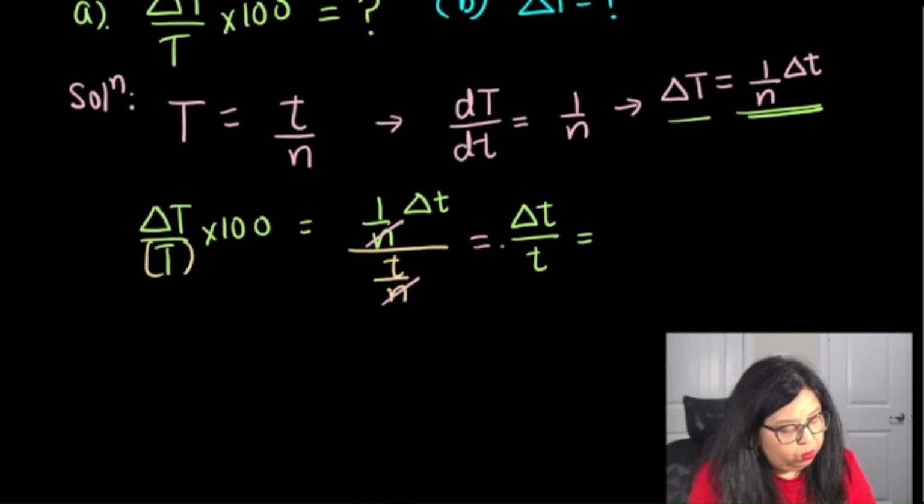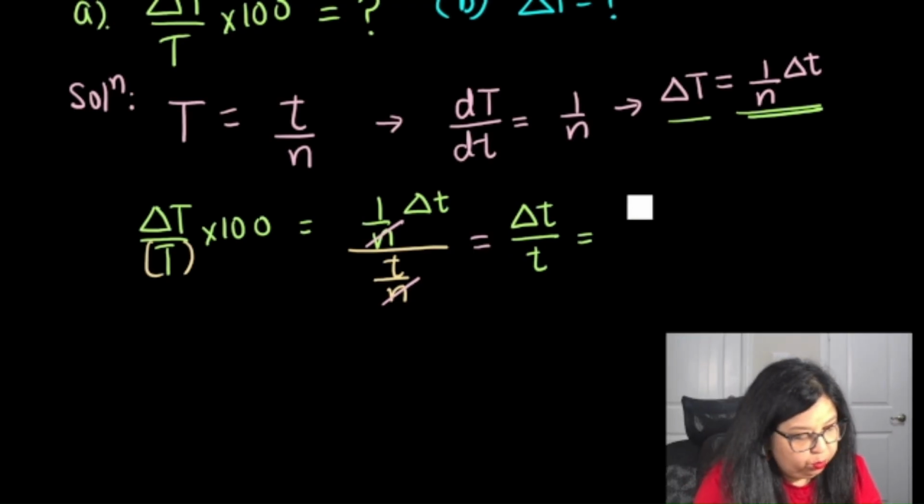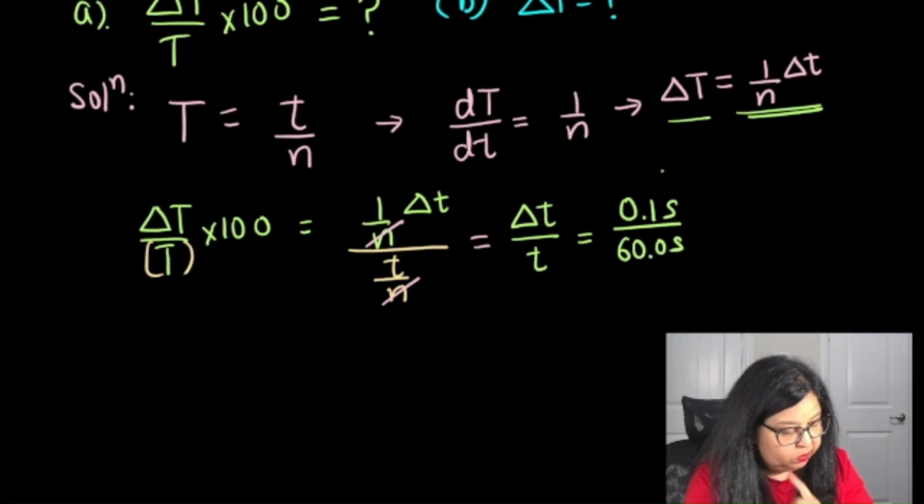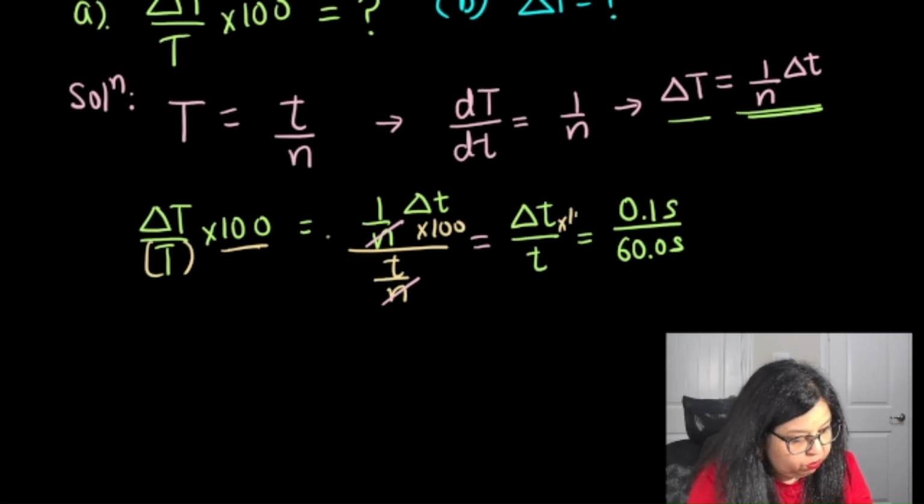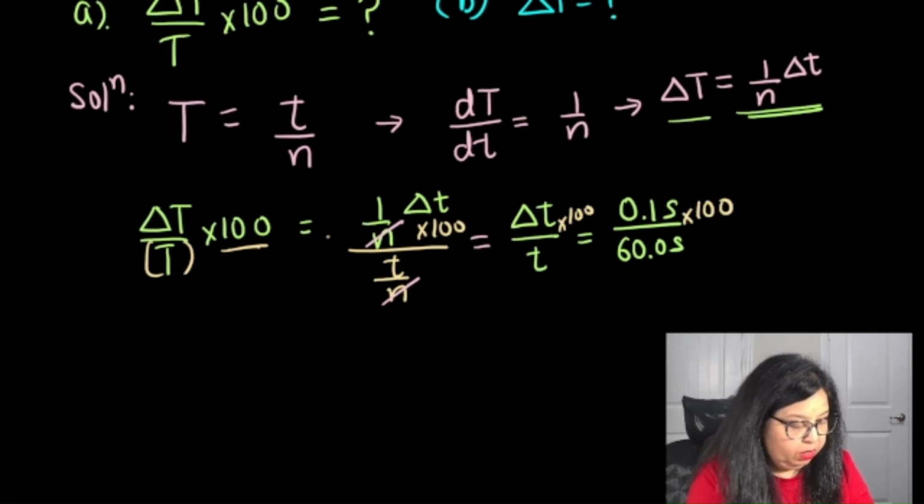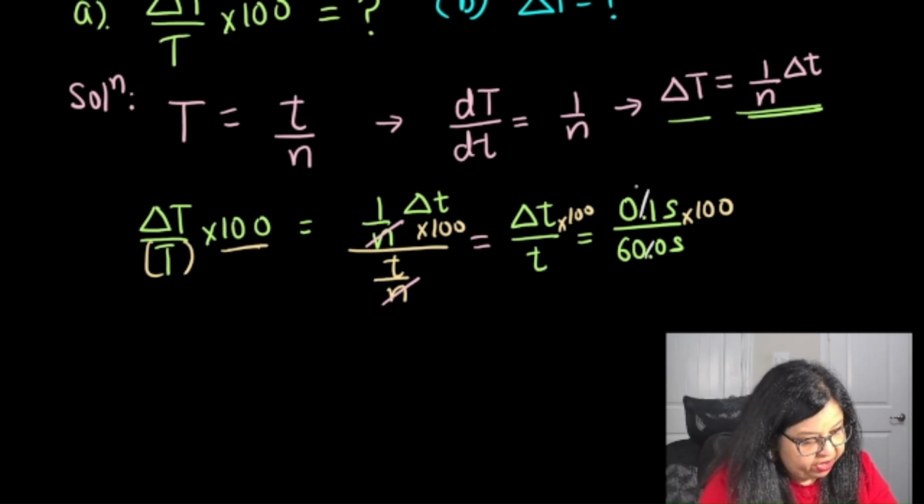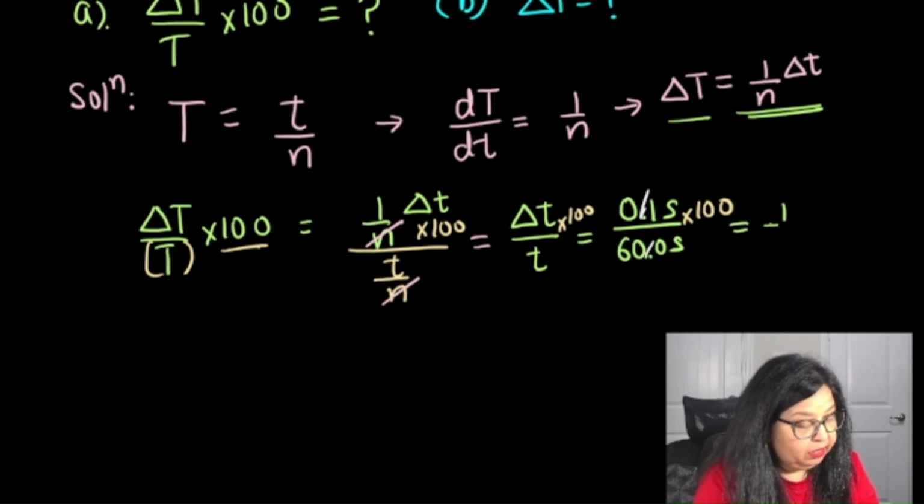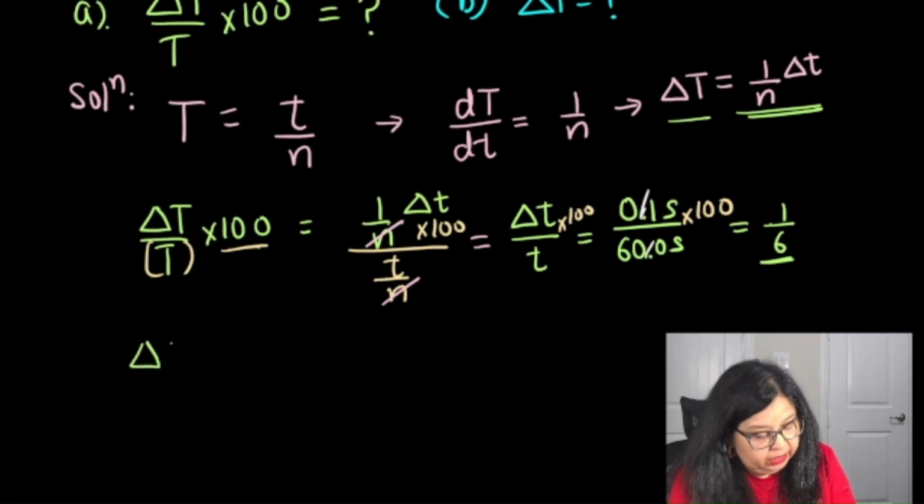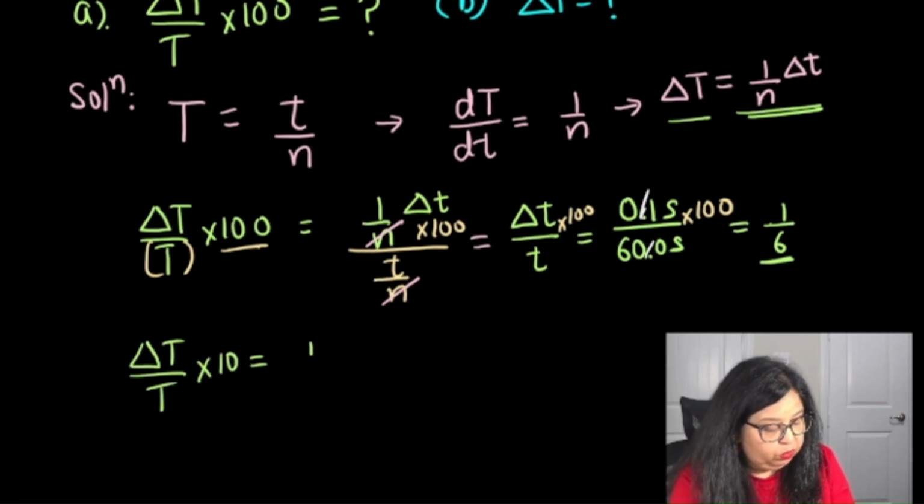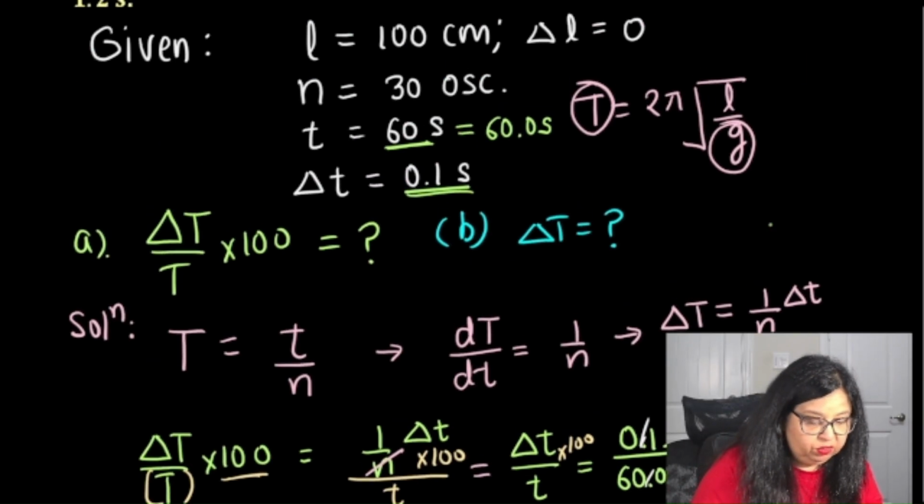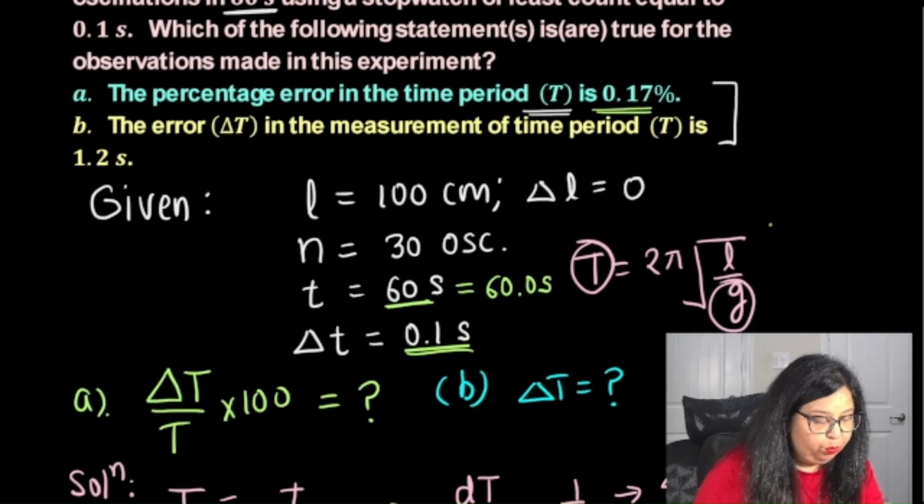Okay. So here now we get 0.1 seconds at the top, divided by 60.0 seconds at the bottom. And let's not forget this 100, multiplied by 100 with each of these equations. Multiply and divide by 10 to get rid of the decimal. What does this give us? This gives us 1 divided by 600 times 100. That gives us 1 over 6. So delta T over T times 100 is equal to 1 over 6 percent, which is equal to 0.17%.